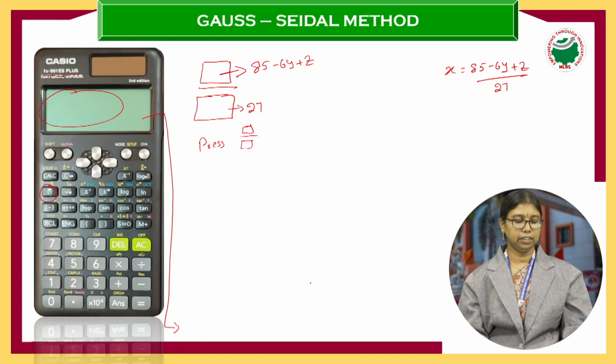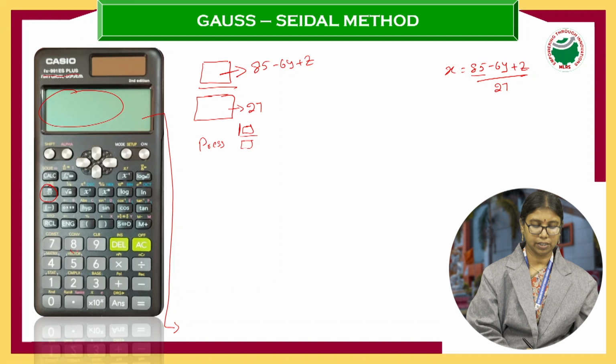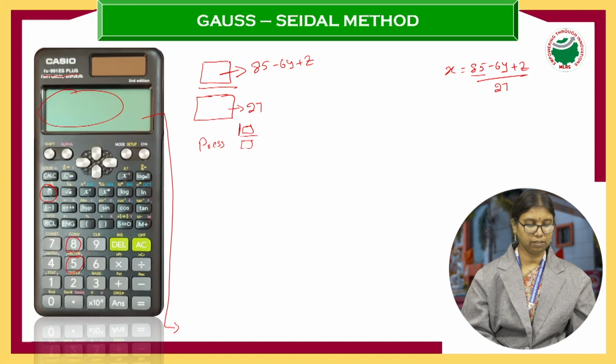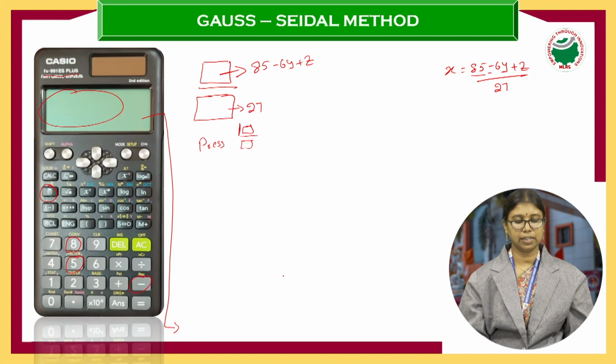So in your calculator, you just press the fraction button, and in the numerator the cursor will show here. You will get a cursor symbol here, and you have to start typing. First one, 85. Press 8 and 5, then you will get 85 in the numerator. Then the minus sign, press the minus button.